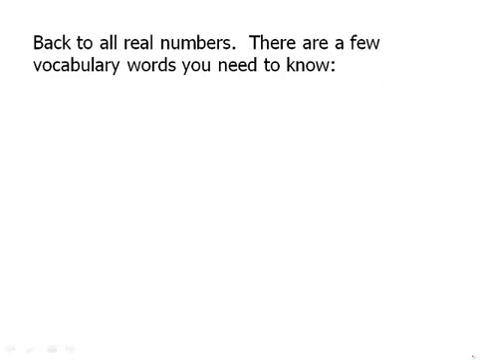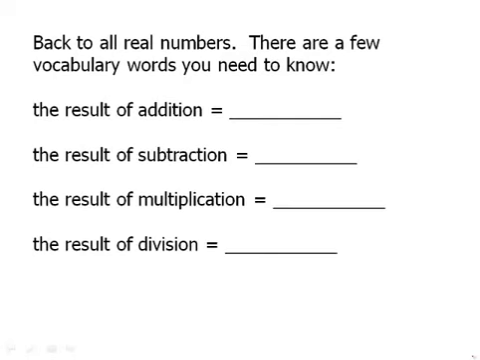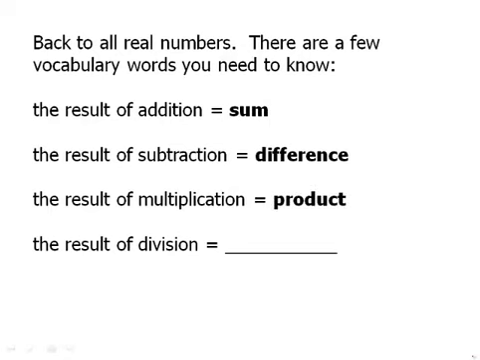Back to all the real numbers. There are a few vocab words you need to know. These concern the four fundamental operations. You may want to pause the video here just to verify to yourself that you know these four terms. The result of addition is called a sum. The result of subtraction is called a difference. The result of multiplication is called a product. The result of division is called a quotient. These are four vocab words you need to know.